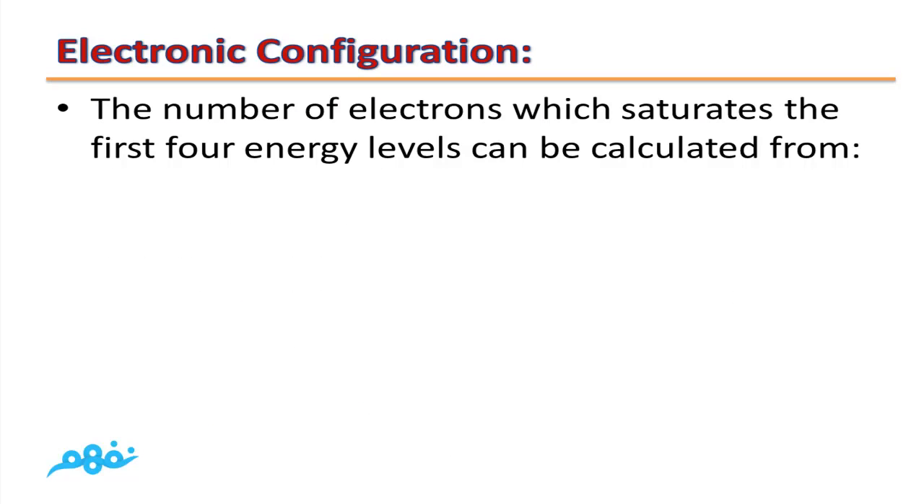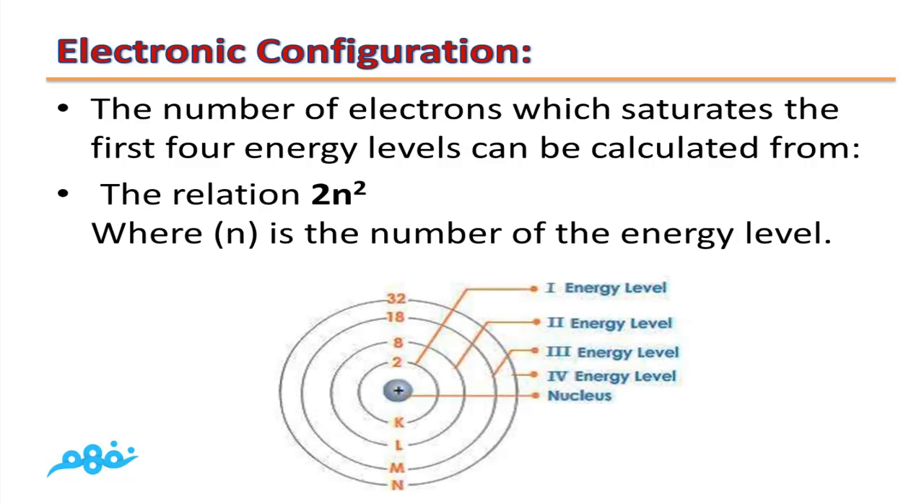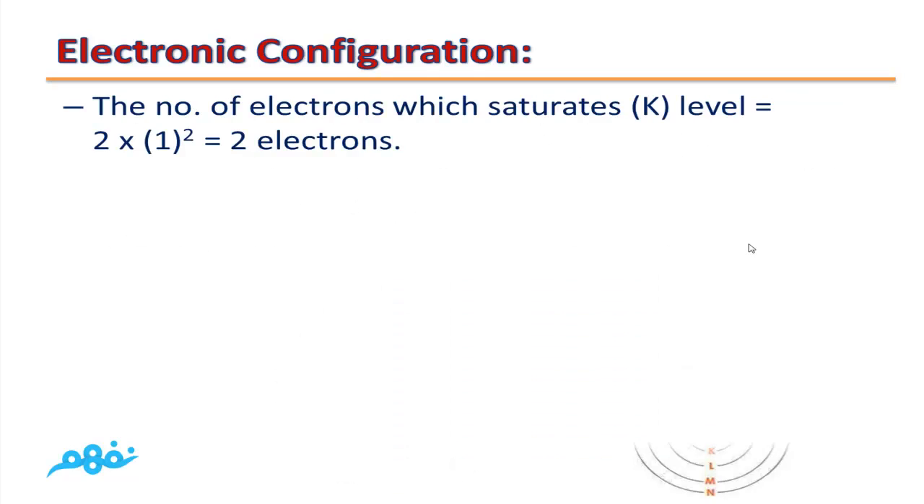Electronic configuration. The number of electrons which fill the first four energy levels can be calculated from the relation 2n squared, where n is the number of the energy level. For example, K is the first energy level, so we will replace n for K by 1. L is the second energy level, so we will replace n and put 2 in the case of L, and so on.